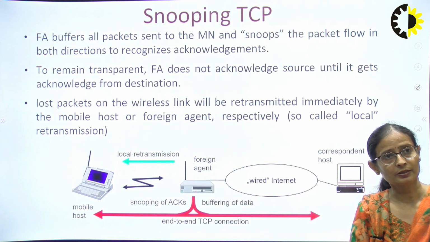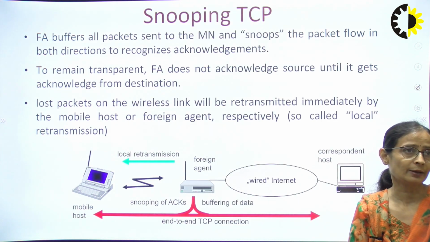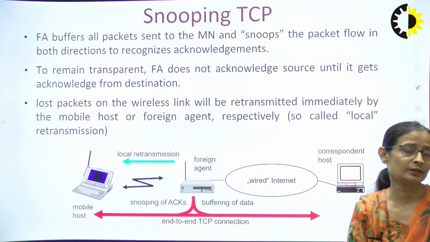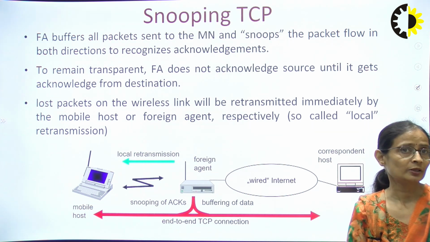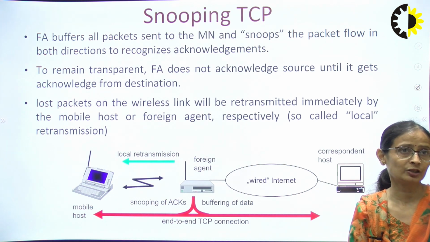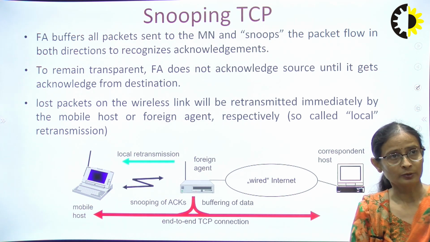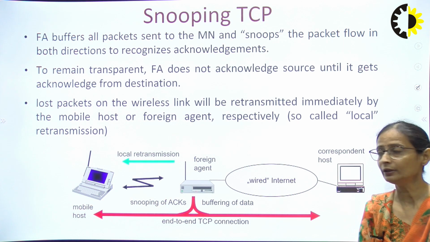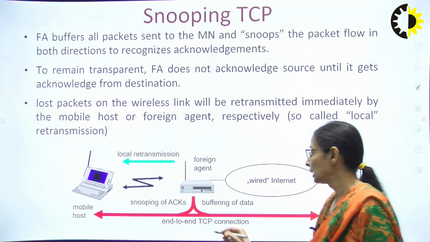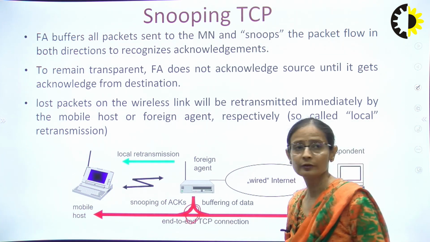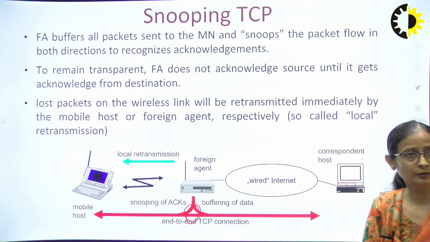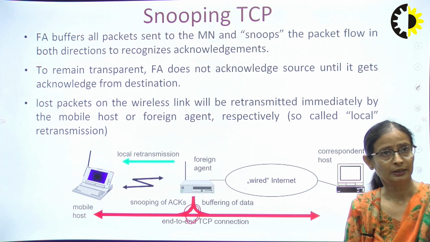Another variation is snooping TCP. Here, what is happening? The FA buffers all the packets sent to MN and snoops the packet flow in both directions to recognize the acknowledgement. That is what the foreign agent is doing. It is snooping. It is reading the packet flow in both directions.